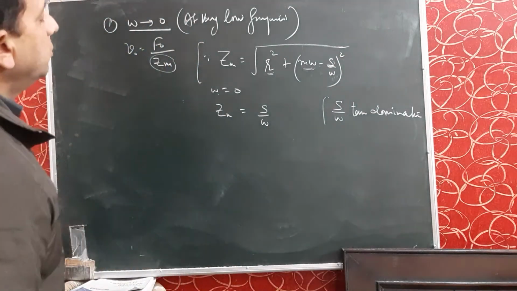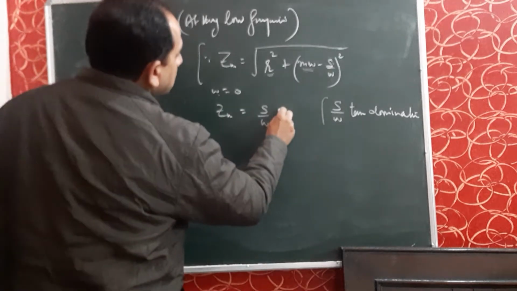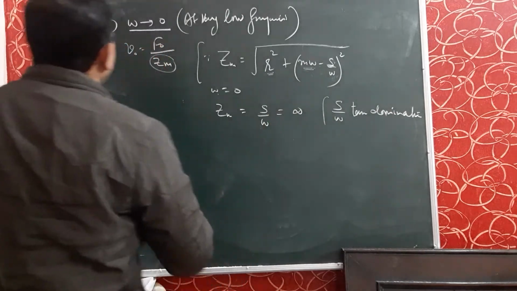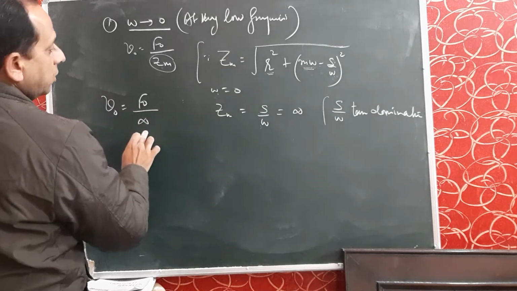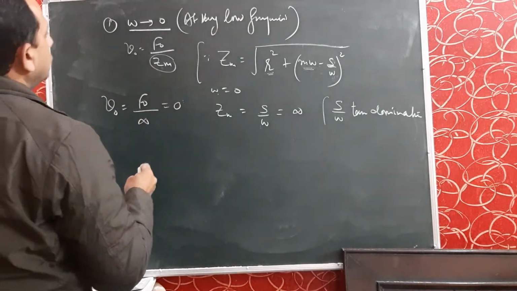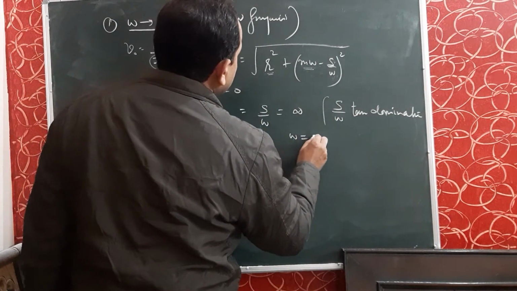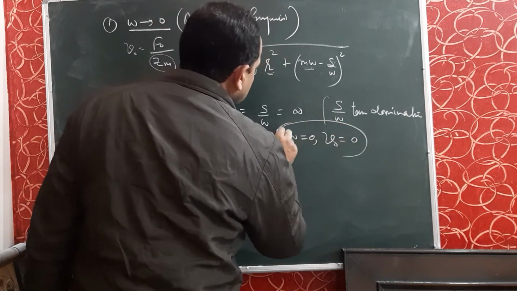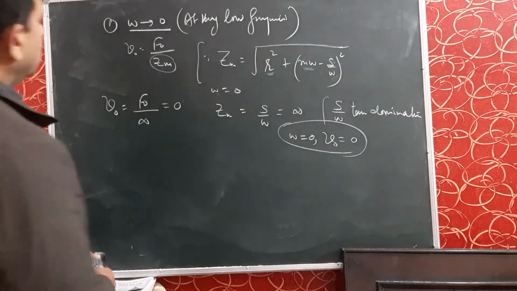At last Zm becomes s by omega. When you put omega as 0, Zm becomes infinity. So velocity, F naught upon Zm, becomes F naught upon infinity, which is 0, since something upon infinity is 0. This is our first coordinate: when omega is 0, velocity also becomes 0, and this will be shown in the graph.